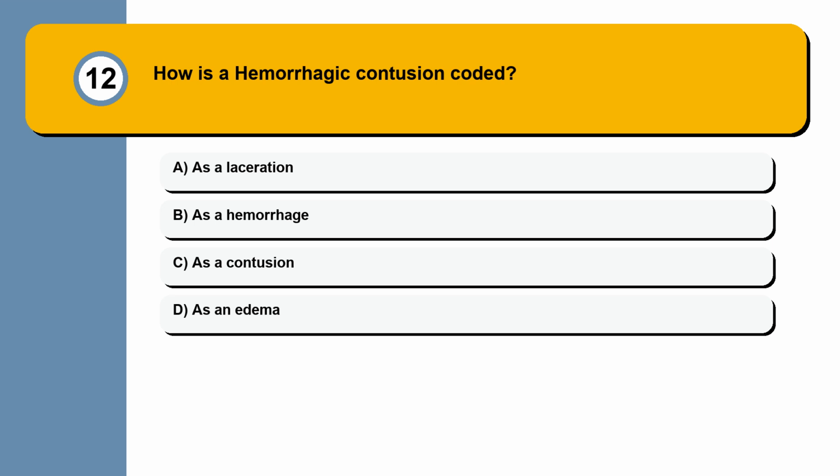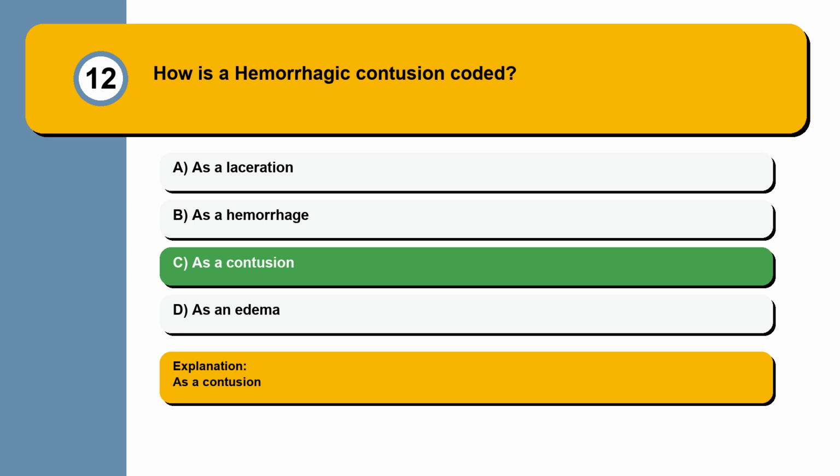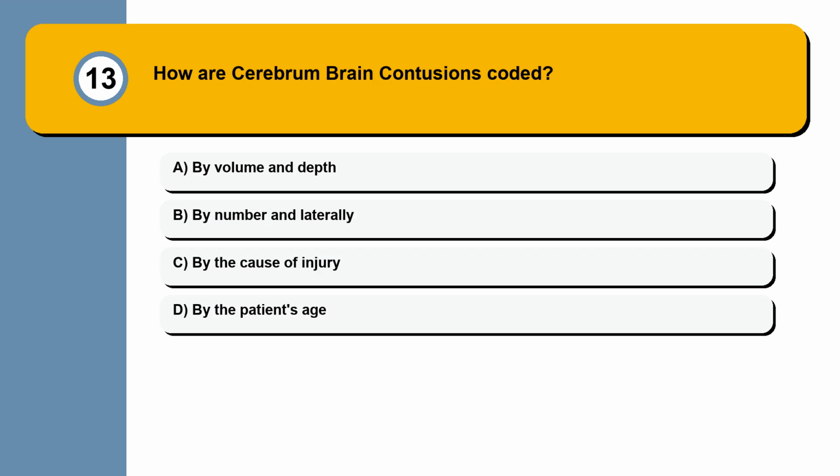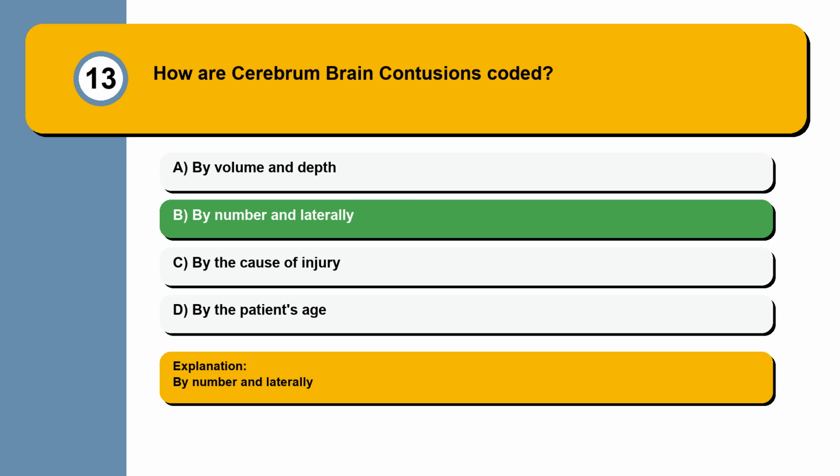Question 12. How is a hemorrhagic contusion coded? As a laceration, as a hemorrhage, as a contusion, as an edema. As a contusion. Question 13. How are cerebrum brain contusions coded? By volume and depth, by number and laterality, by the cause of injury, by the patient's age. By number and laterality.